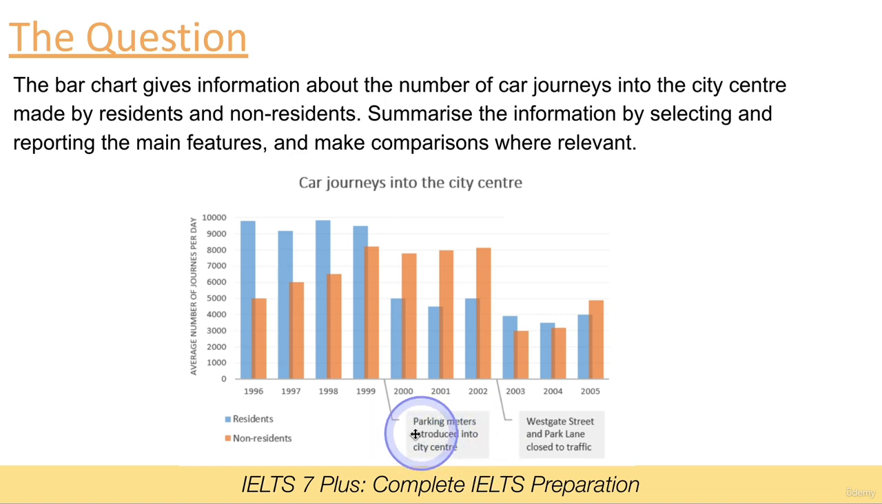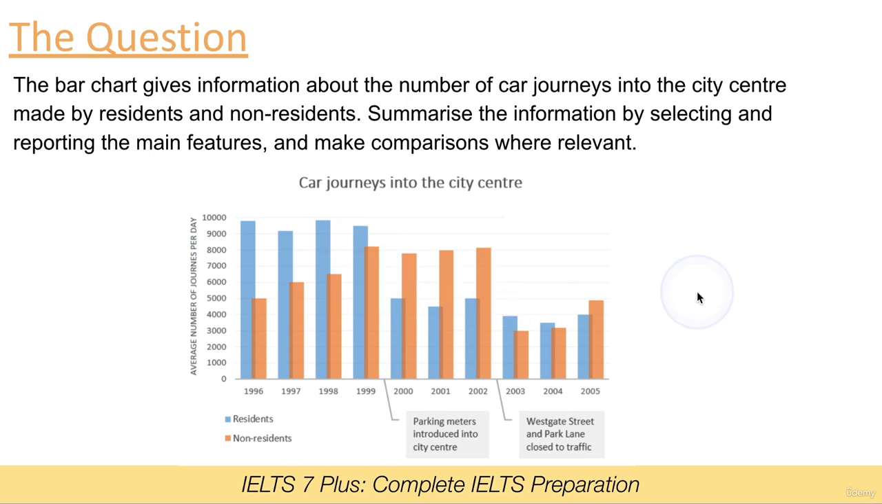We've got two different points in time, actually. We've got parking meters introduced by the city centre, and we've also got Westgate Street and Park Lane closed to traffic here. On the y-axis, we've got average number of journeys per day. So this is the amount of journeys we've got.